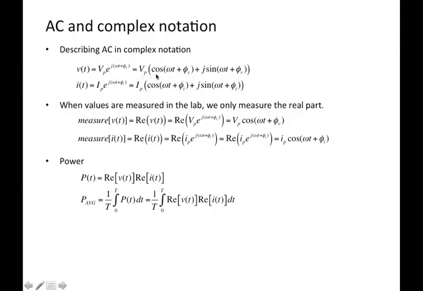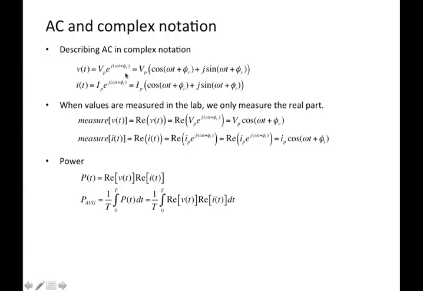really just the peak voltage times cosine of the angle plus j times the sine of the angle. So it's a complex number. There's a real part and there's an imaginary part. We can do the same thing with the current, noticing that the phase constant phi could be different, right? They don't have to be the same.